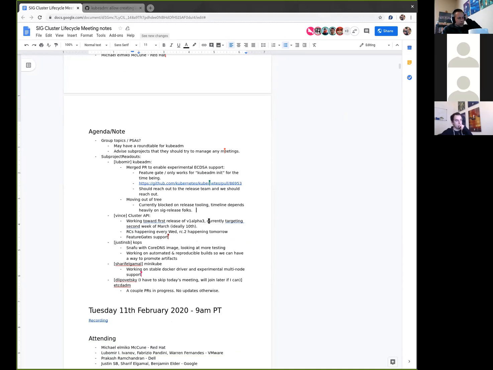Lumir, can I ask on that? Is the challenge, I guess, that you want kubeadm to be in the Kubernetes release, or is the problem that they don't have a release pipeline that works, that you can reuse for kubeadm?